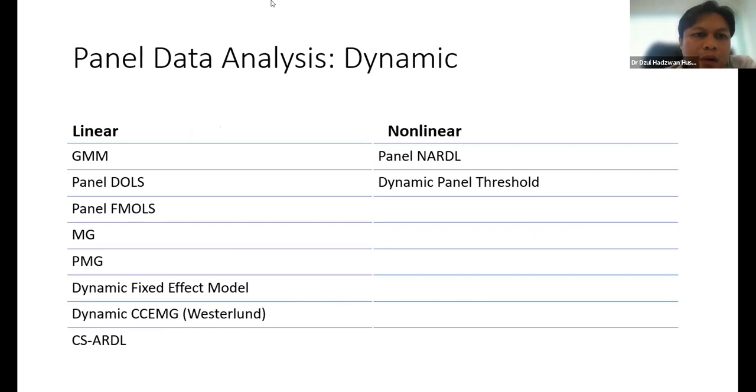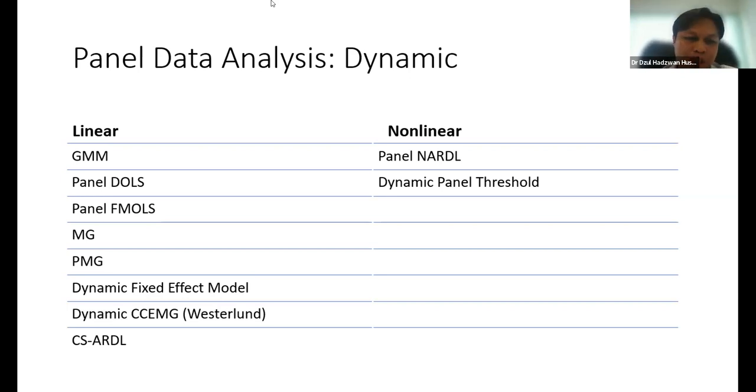Okay. So what are the techniques that we can use in order for us to capture the magnitude impact or the conclusion of our analysis in dynamic panel data analysis? In linear, we can use GMM, the GMM suitable for short panel data. Other than that, we can use panel OLS, panel fully modified OLS, mean group. We have mean group in the nature of static, or mean group in the nature of dynamic.